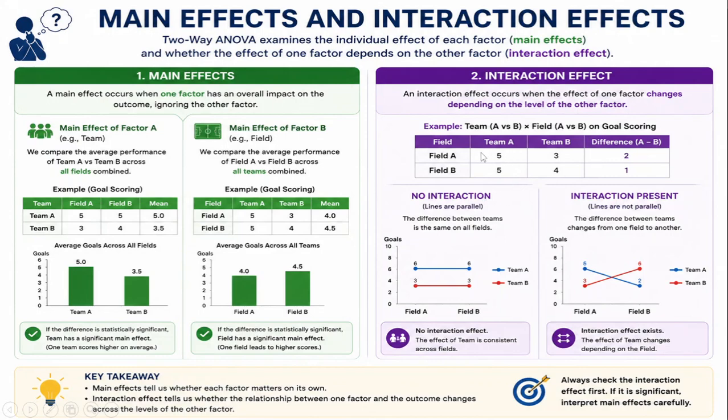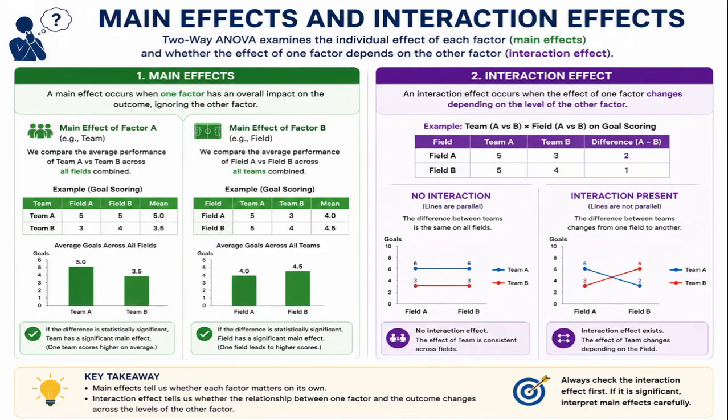On field A, team A scored 5 and team B scored 3, the difference is 2. And then on field B, team A scored 5 and team B scored 4, the difference is 1. We say there is no interaction when the scores of the teams did not change from one field to another.